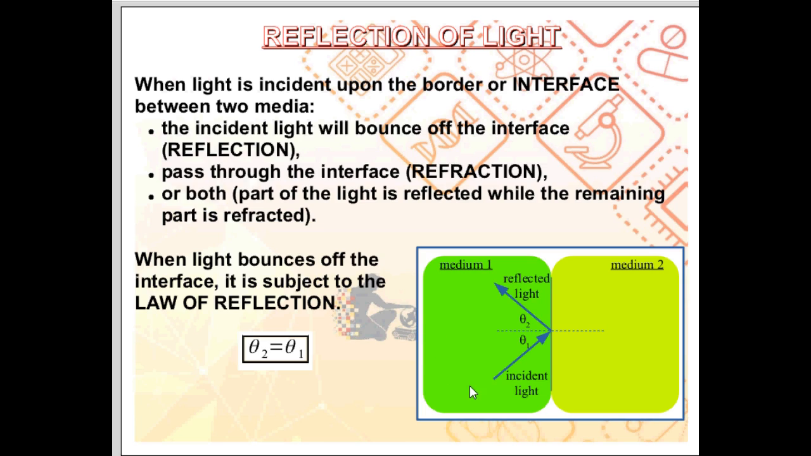When light bounces off the interface, so you have incident light and it reflects off the interface, we have the law of reflection. Theta 1, angle of incidence. Theta 2, angle of reflection. The law of reflection tells us the two angles are equal. Theta 2 is equal to theta 1. The angle of reflection is equal to the angle of incidence.